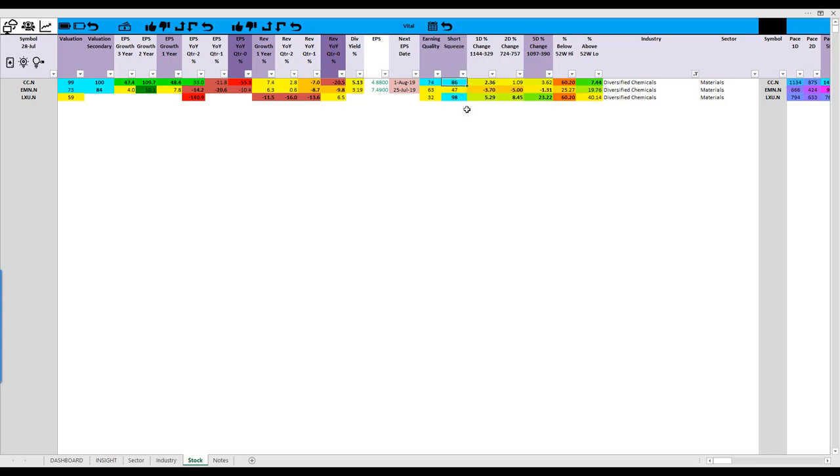Even before opening the chart, looking at the 52-week low column, you can see that this is very near 52-week low. Therefore, if you are going to buy this stock, it will not be a buy in an uptrend. It will be a buy at the very bottom. Let me look at the chart.